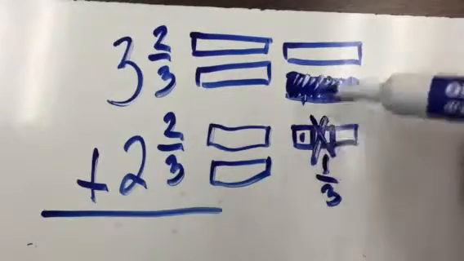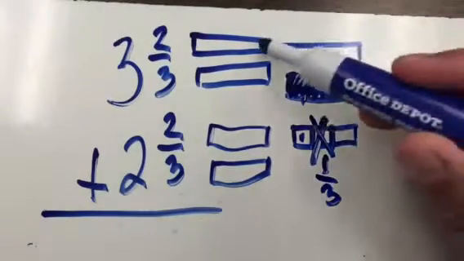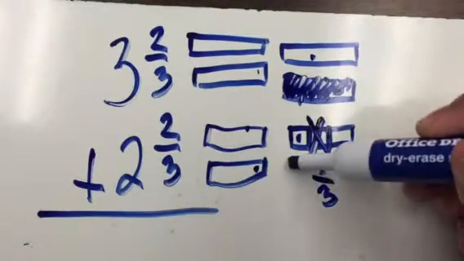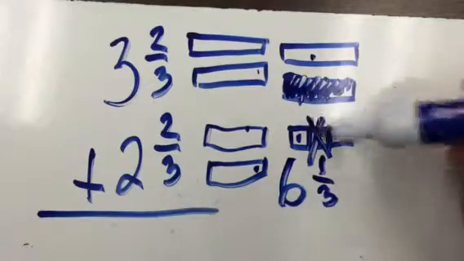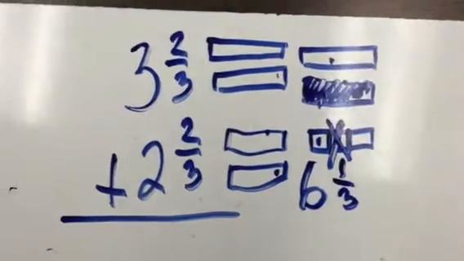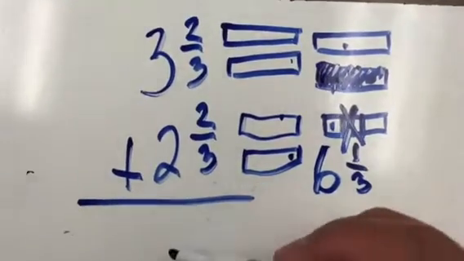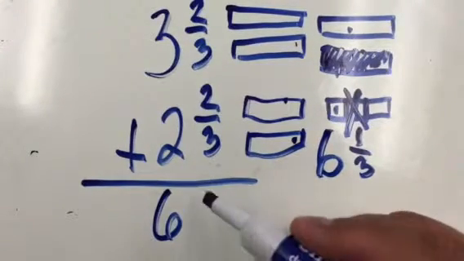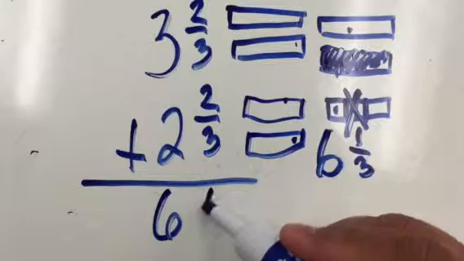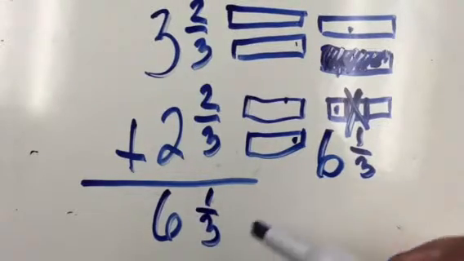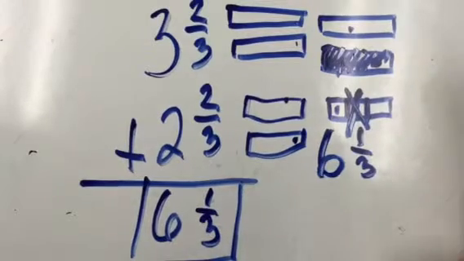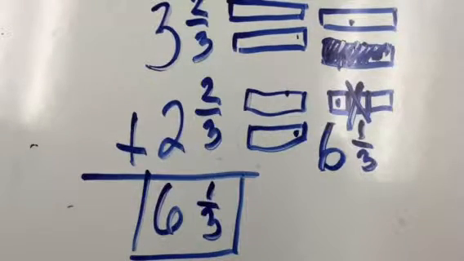So now I can count on my bars. I have 1, 2, 3, 4, 5, 6 whole bars and a 1/3 fraction. So if I come over here, my answer is going to be 6 and 1/3. I check 1/3. Obviously, it has a 1 in the numerator, so it's going to be very hard to simplify it because it is already simplified. So my answer is 6 and 1/3.